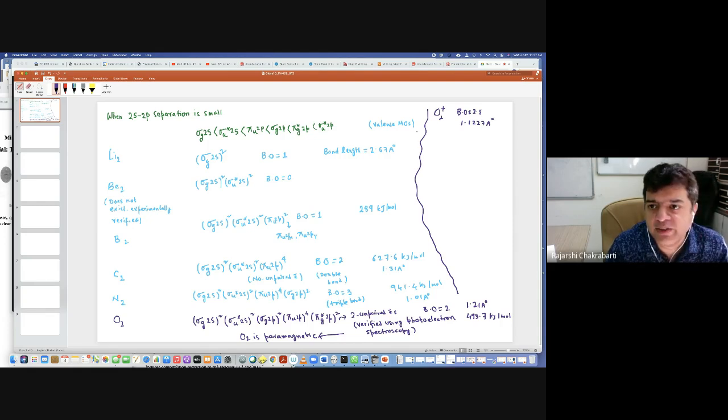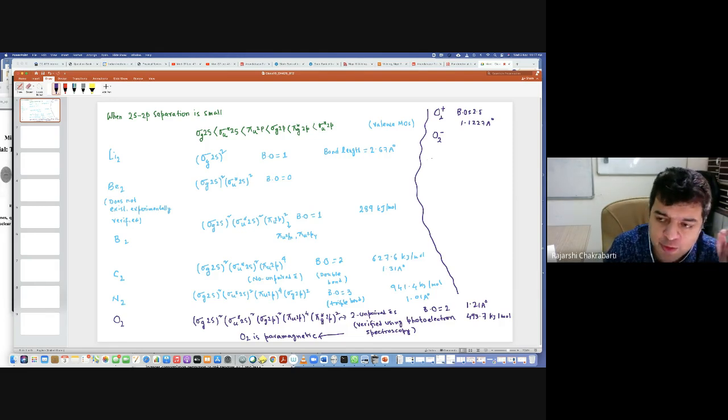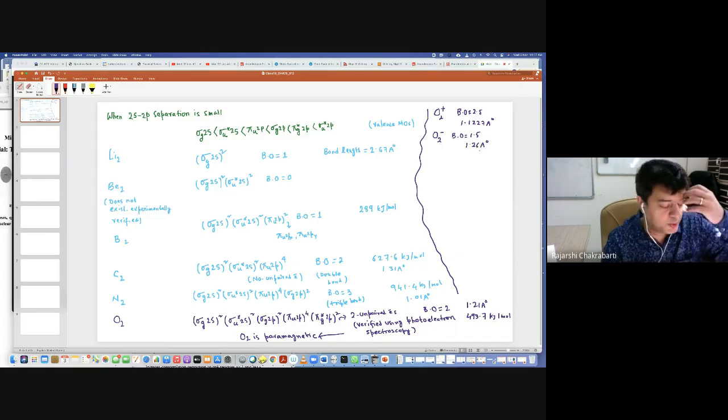On the other hand, if I put one electron and make O2 minus, then that electron will go to an antibonding orbital, isn't it? So in that case, the bond order will go down. And in this case, the bond length is also higher. This is expected, isn't it?